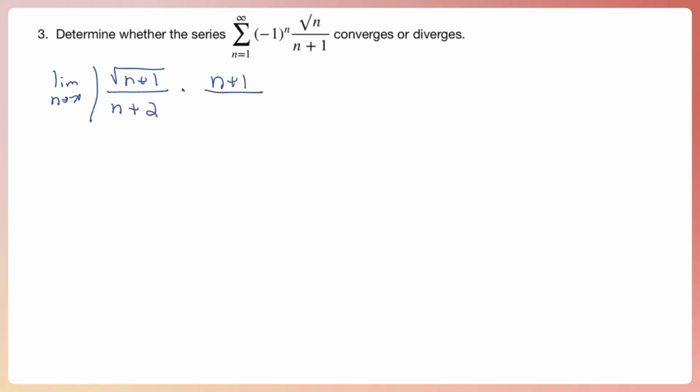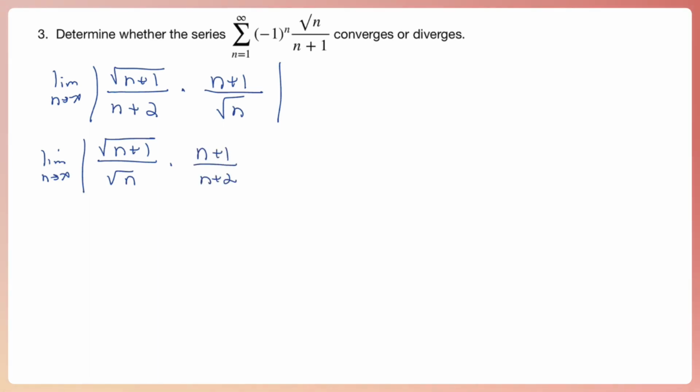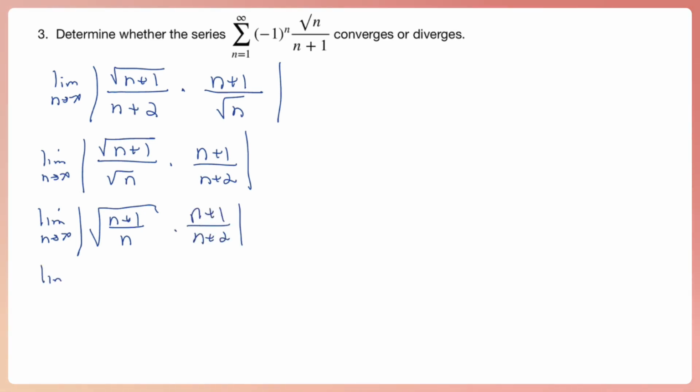So we have the limit as n goes to infinity of the absolute value of the square root of n plus 1 over n plus 2 times n plus 1 over the square root of n, because we have our n plus 1 term divided by our a sub n term. And remember the negative ones, because of the absolute value, we can just cancel those out and we don't have to worry about writing them. We can simplify this down, combining our square root terms together and grouping our non-square root terms together, distributing our limit to each of our terms here.